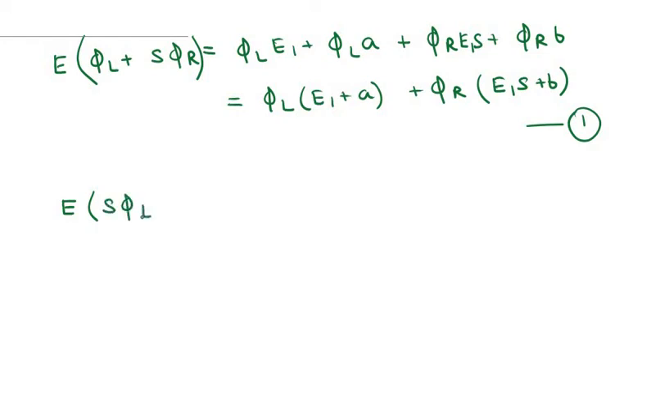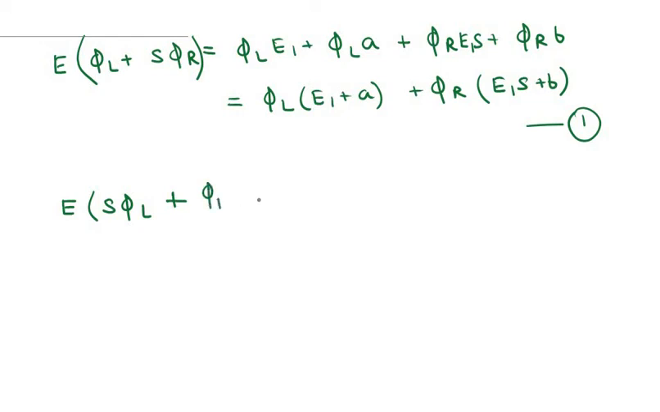Because the system is actually symmetrical, we can readily arrive at the second equation, or we can write the second equation by replacing this L with R and this R with L in both sides of the equation. Because the system is basically symmetrical about the mid axis.